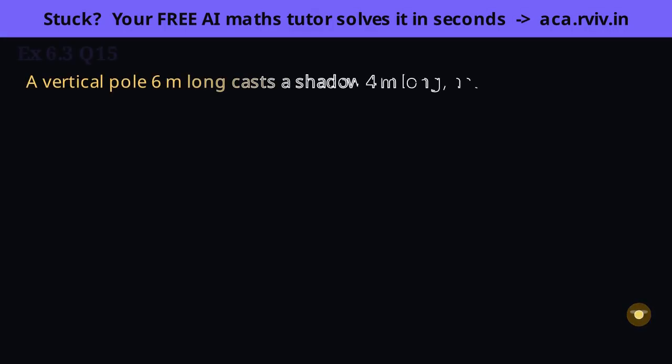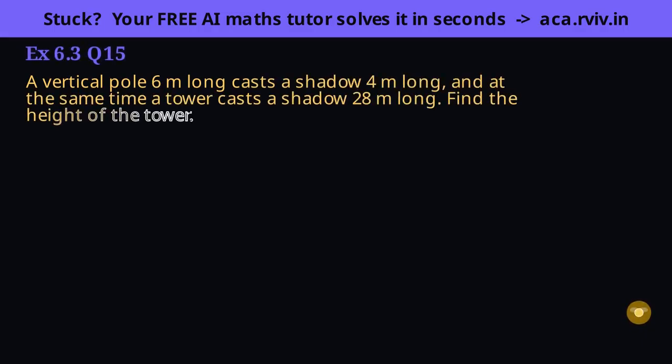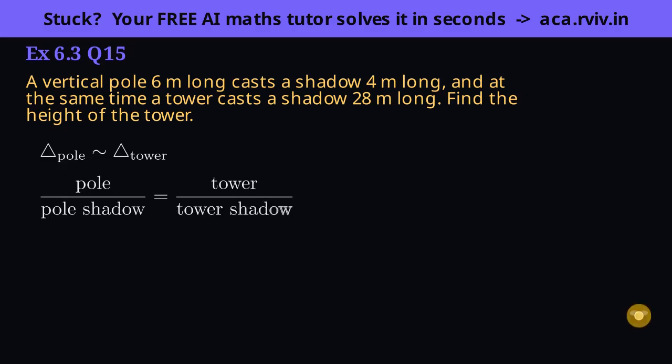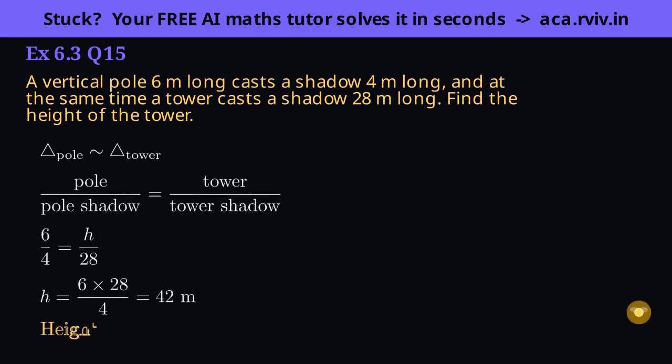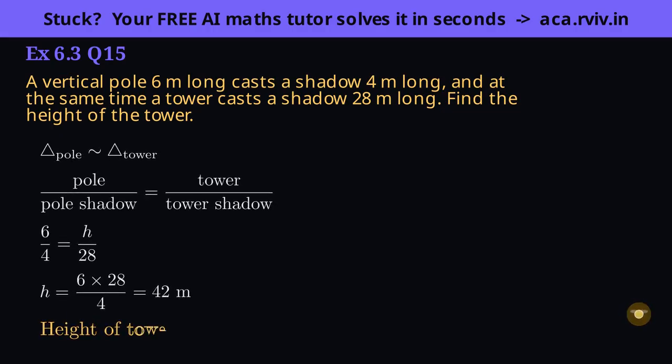Same sun angle makes pole and tower similar triangles. Setup: the sun's rays hit at the same angle, so the pole shadow triangle and the tower shadow triangle are similar. Similar triangles give height over shadow equal for both. Substitute the known lengths, calling the tower height h. Cross-multiply to solve for h. In sight, same time of day means one sun angle, which is exactly what makes the two shadow triangles similar.